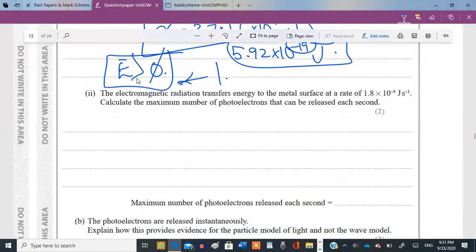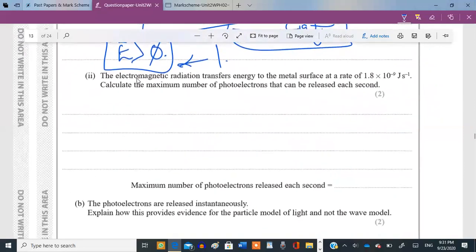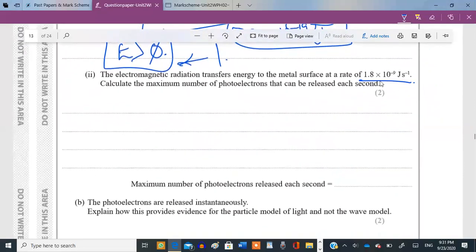Part 2 says the electromagnetic radiation transfers energy to the metal surface at a rate of this much. Calculate the maximum number of photoelectrons that can be released every second. Okay, this is the energy which is transferred every second. Every second we are transferring 1.8 raised to the power minus 9 joules of energy. So how many electrons will be emitted every second? We calculate the number of electrons which we can emit using this much energy.